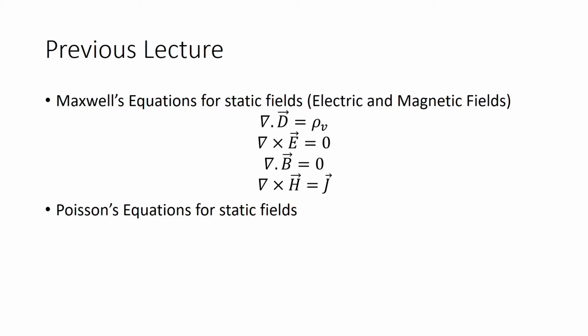After these four equations, we have also seen Poisson's equations for these static fields. Poisson's equations are defined using the Laplacian operator for scalar electric potential and the Laplacian operator for vector magnetic potential. The Laplacian of electric potential is given by minus rho v by epsilon, and the Laplacian of vector magnetic potential is equal to minus mu J bar. So these are the Poisson's equations for static fields.